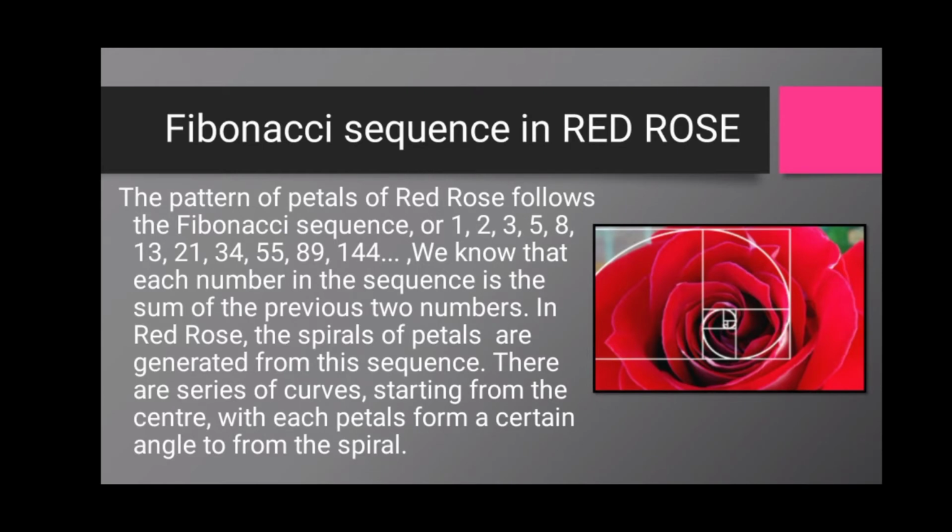Rose. The pattern of petals of the red rose follows the Fibonacci sequence, in which each number in the sequence is the sum of the previous two numbers. In the red rose, the spiral of petals is generated from this sequence. There is a series of curves starting from the center, with each petal forming a certain angle to form the spiral.